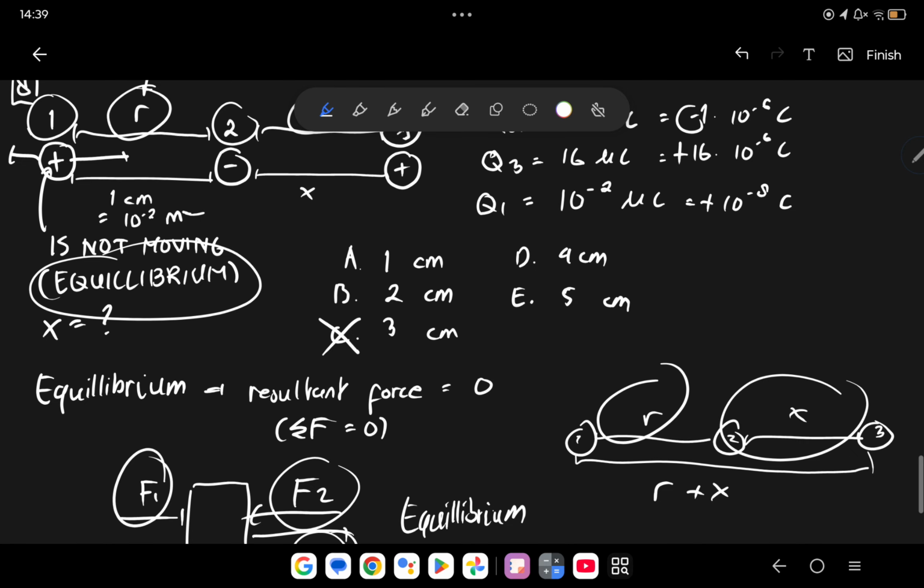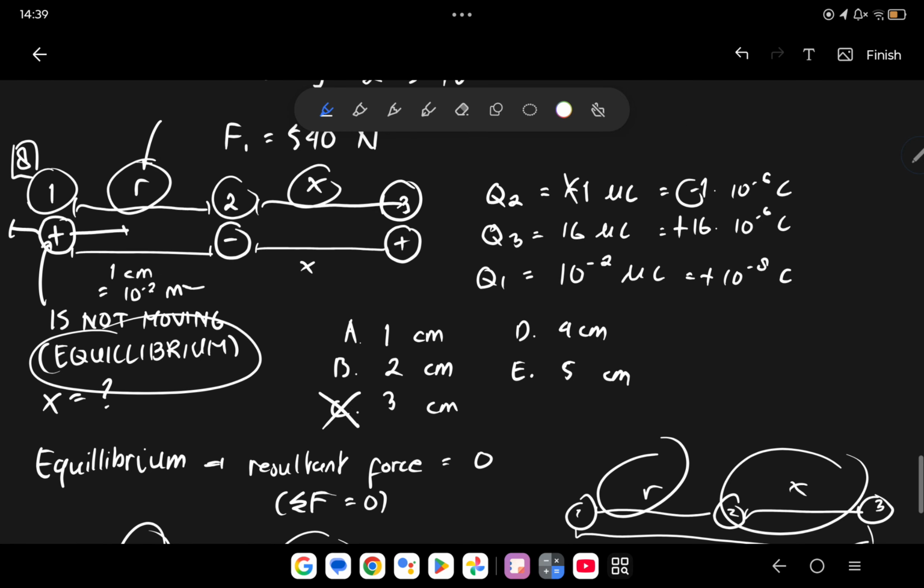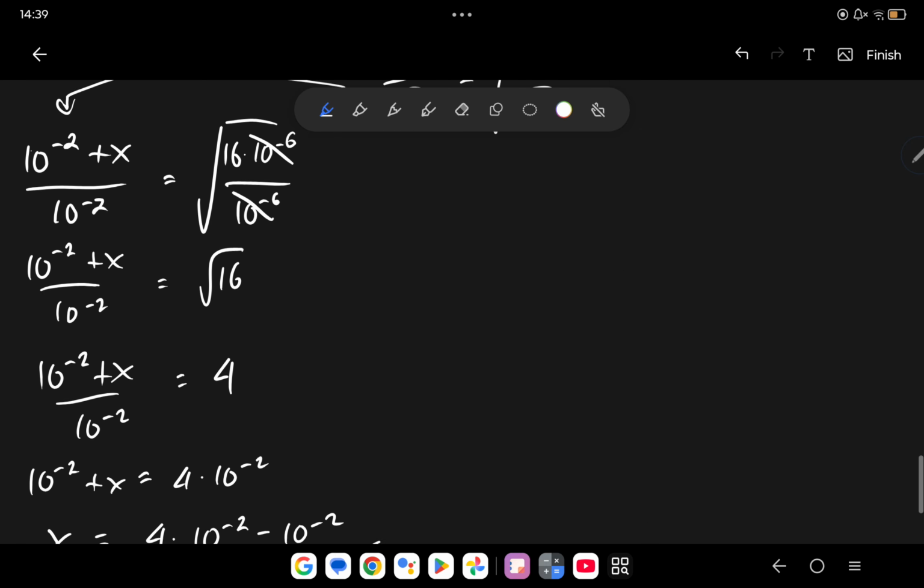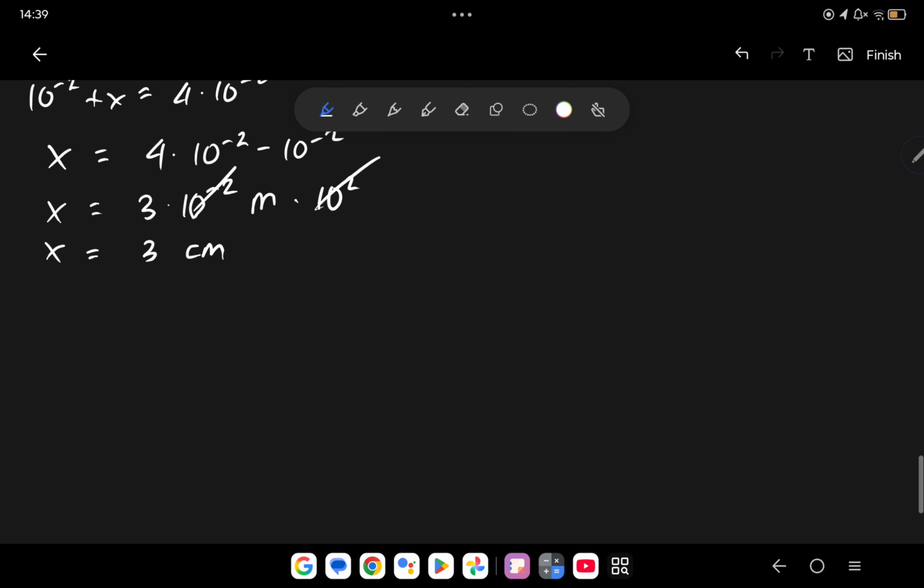So x is equal to 3 centimeters. Alright. That's cool. Very nice. Not that bad, I think. Let's do another question. This is a question I made up.